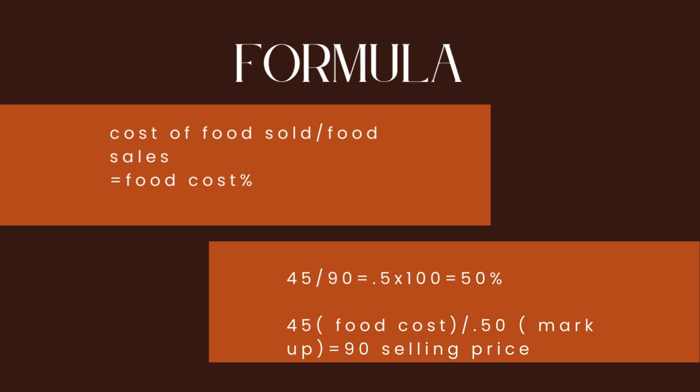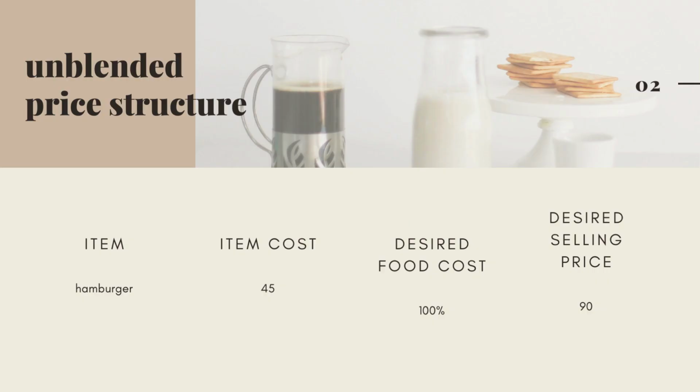For example, your food cost is 45 and you're going to sell it for 90, so that would be 0.50. You have to multiply that by 100, that's 50%. So all in all, the food cost against the selling price is 50%. For example, for a hamburger, the item cost is 45 and you desire a food cost of 50%. So you divide 45 by 0.50, and it will be 90 pesos for the desired selling price.